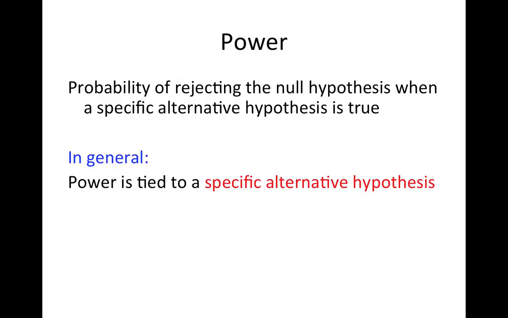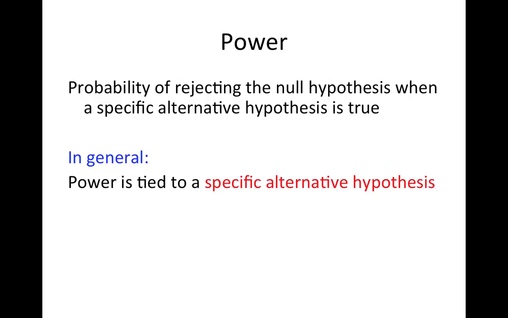But I can't calculate the probability that I would reject the null unless I have first specified what's actually true. I can't just say what's the power of the test if the null is not true. I have to say what's the power of the test if specifically the truth is that the difference between men and women's heights is 6 inches. Again, the null hypothesis is that the difference is 0. I can calculate the power of the test if the truth is that the difference is actually 6. But I can't calculate a general power.